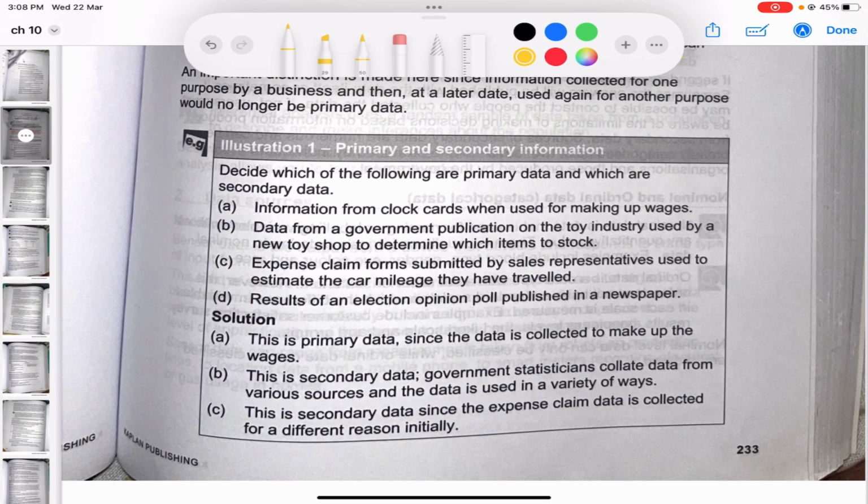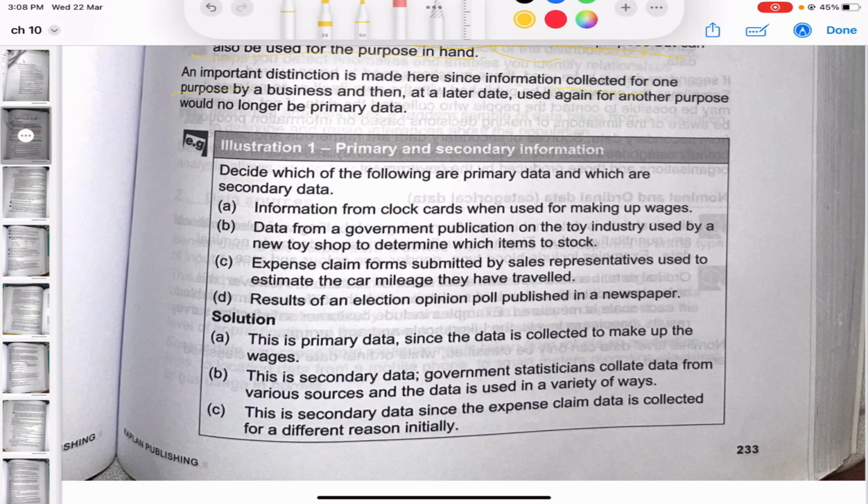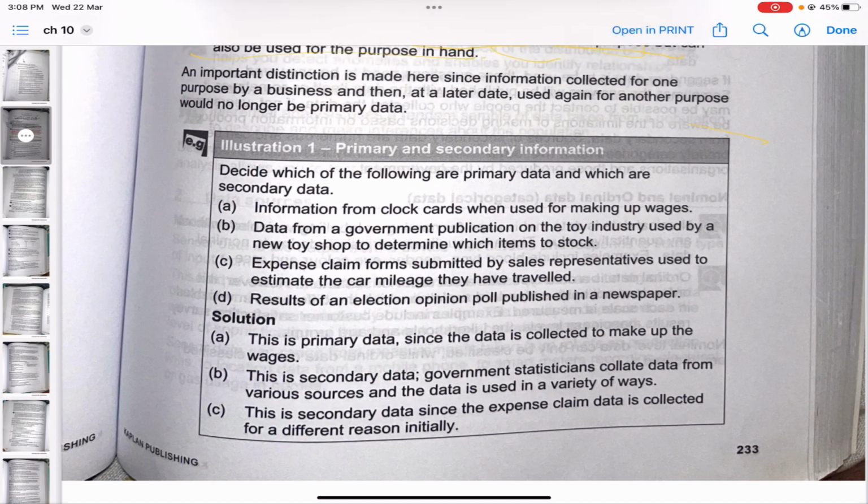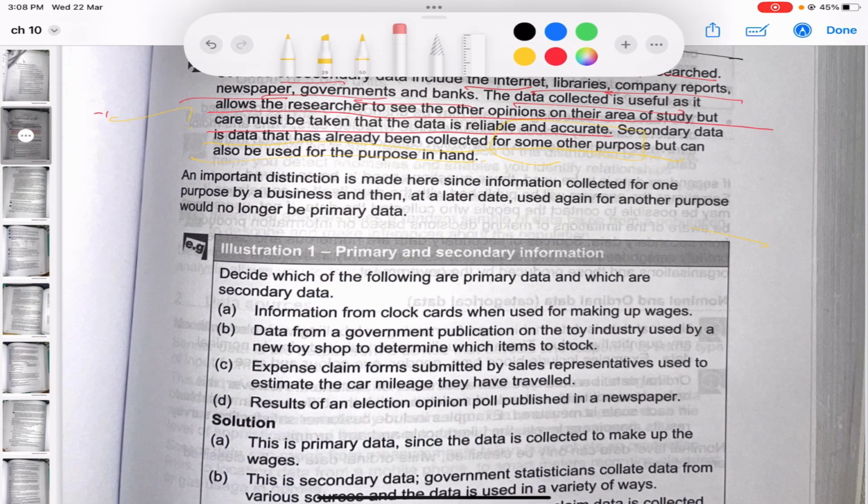An important distinction is made here since information collected for one purpose by a business and then at a later date used again for another purpose would no longer be primary data. Take a moment and read it again. So, information collected for one purpose by a business. Okay, so at that time it is a primary data, right? Because you collected it for only one purpose. Now, using the same data for another purpose. So in that case, it would not be primary data anymore. Okay?